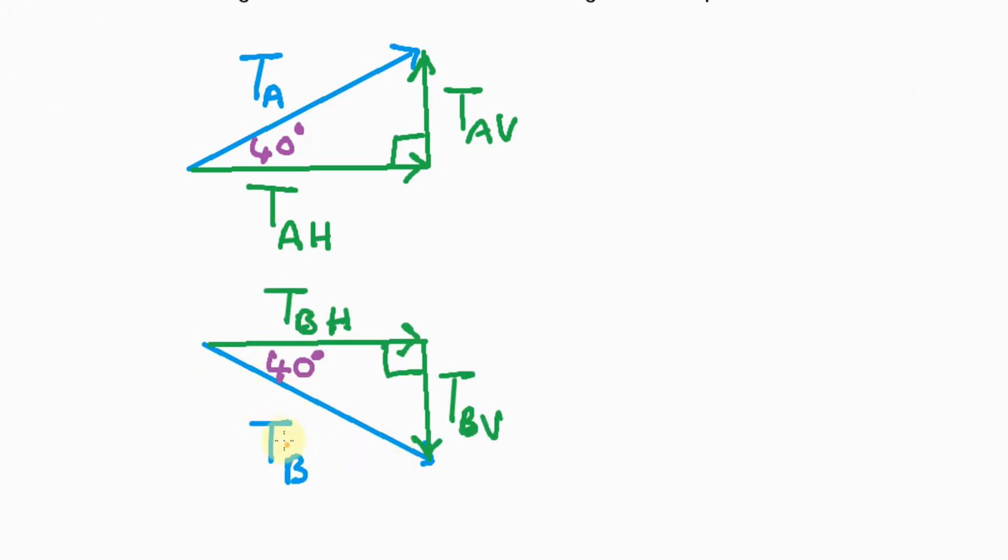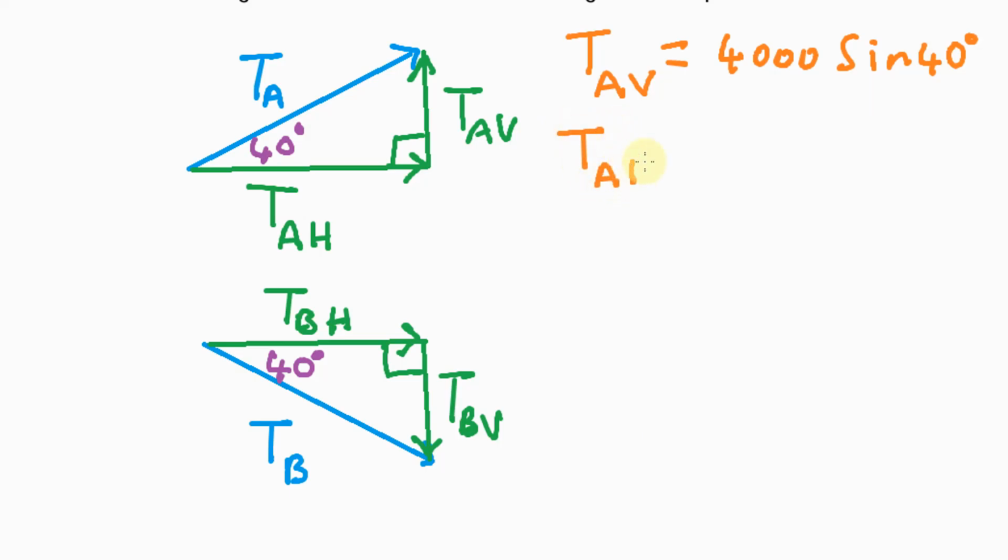So we have the tension in B called TB and the horizontal component TBH as well as the vertical component TBV. Let's write down expressions for these components. So starting with cable A, TAV, the vertical component, will be TA, which is 4,000 sine 40 using basic trig. Then TAH, the horizontal component in A, will be the tension in A, which is 4,000 times the cos of 40.